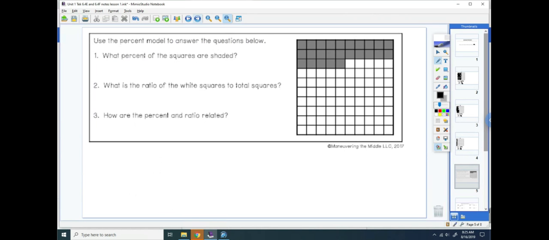Okay, first question is, what percent of the squares are shaded? Well, I know this is 10 blocks, this is 10, and that's 5. So if I add them up, there are 25 blocks shaded out of 100. So this is 25%. And I actually already kind of answered question number 2, because I said there's 25 blocks out of 100 shaded, which is also the same thing as the ratio: 25% out of 100%, or 25 blocks out of 100 blocks. So how are the percent and the ratio related? Well, they're actually equal. They're just in different forms.